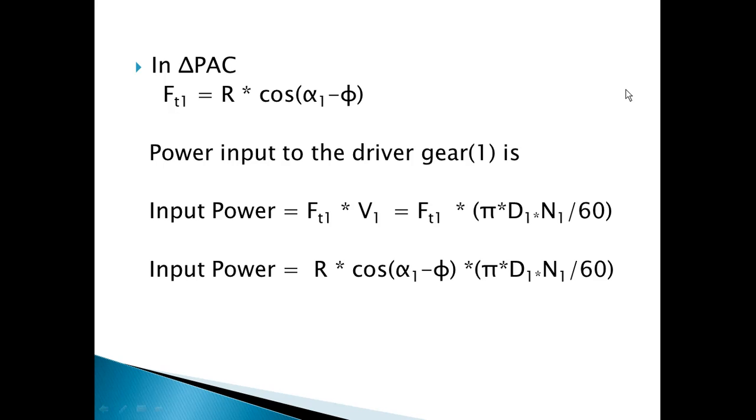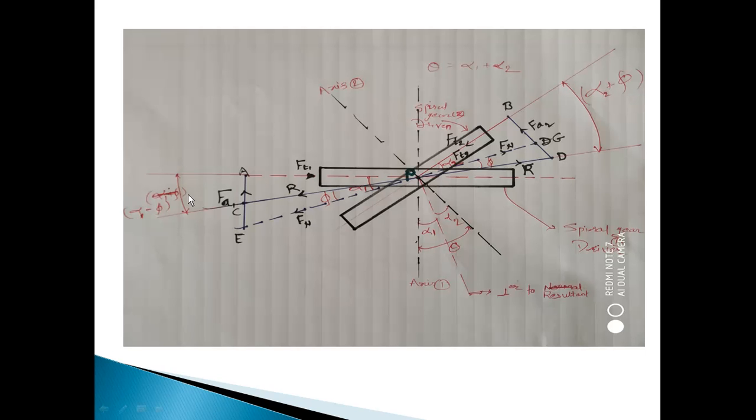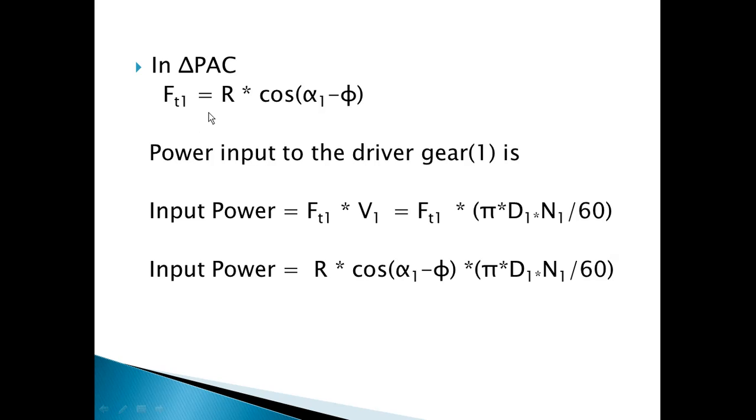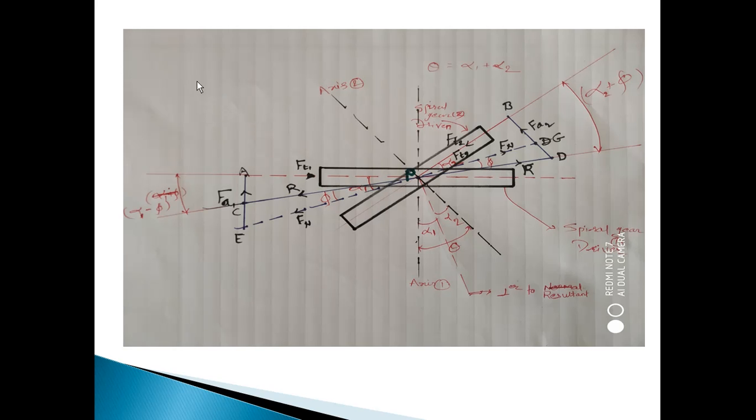Now moving forward, if I consider the triangle APC, A, P and C, what are the forces there? FT1 and resultant. If I want to find a relation between tangential force and resultant, can I find it? Yes, FT1 will be equivalent to the resultant in terms of a cos function of this angle. So I can write FT1 is equal to R into cos of alpha 1 minus phi, because this is perpendicular. The angle is this one. This is the relation of adjacent upon hypotenuse. So from that I am getting the value of tangential force equal to R into cos of alpha 1 minus phi from the previous figure.